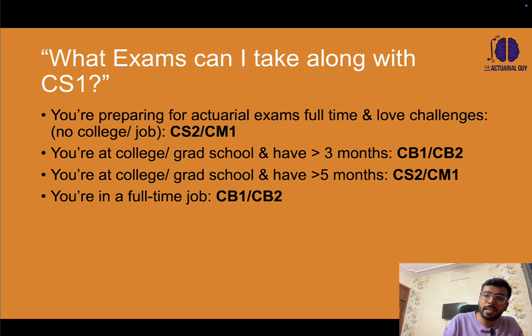I would recommend CS2 over CM1 because CS2 is a shorter subject and CS1, CS2 are very related to each other. Both are very statistically oriented papers. Both have R programming, right? So that overlap really helps you cover them faster. So if you have a lot of time on your plate and you do not have other commitments, I would say go for CS2. Otherwise, take CB1, CB2. These are very straightforward theoretical exams. You can do them alongside CS1 very, very easily.